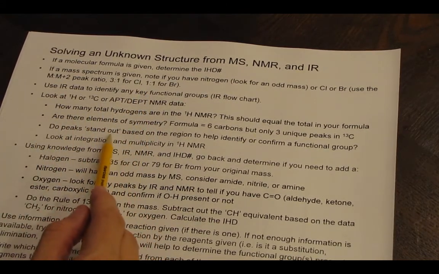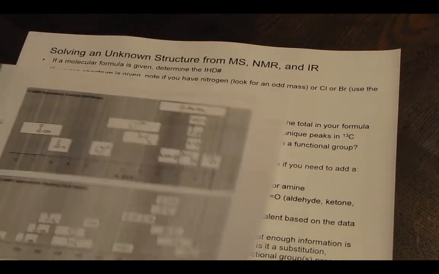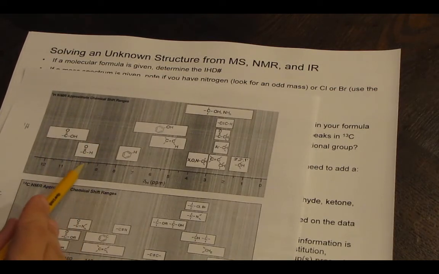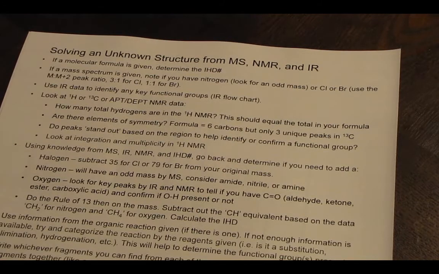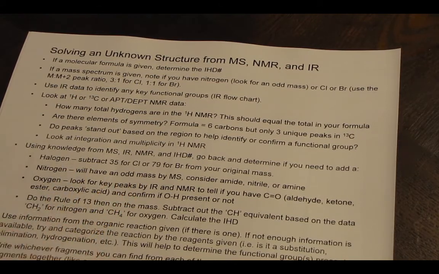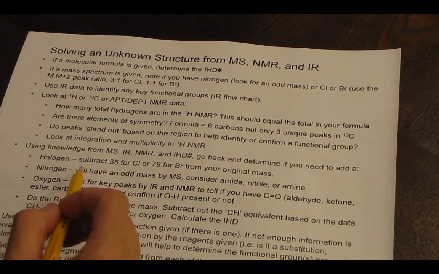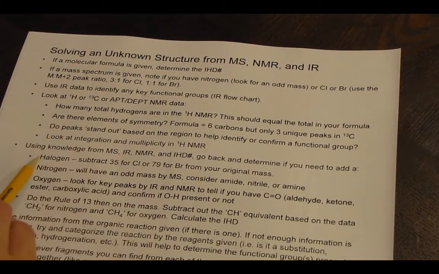Does anything stand out? For instance, in the first problem, a peak in the 9 to 10 range in proton NMR told us that we had an aldehyde. If we were looking at carbon NMR, that same peak would be in the 200 to 220 region. So, things that stand out. Basically you're going to use knowledge from that together and come up with your own formula using all this.